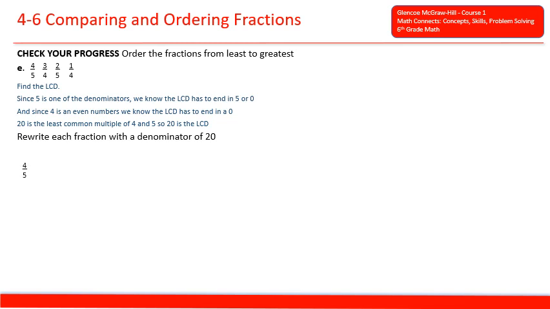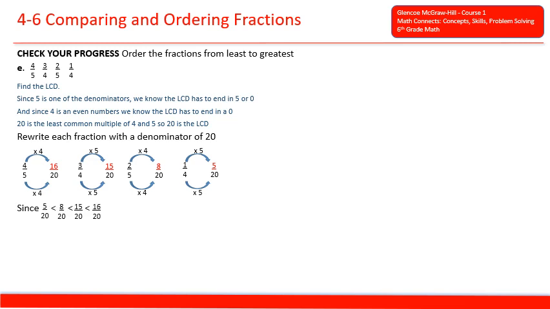4/5, 5 will go into 20 4 times. 4 times 5 is 20, and then 4 times 4 is 16 in the numerator. 3/4, 4 will go into 20 5 times, which gives us a denominator of 20, and 3 times 5 gives us a numerator of 15. And then 2/5, 5 will go into 20 4 times, which gives us a denominator of 20, and 2 times 4 is 8 for a numerator of 8. And then 1/4, 4 goes into 20 5 times, so 5 times 1 is 5 in the numerator.